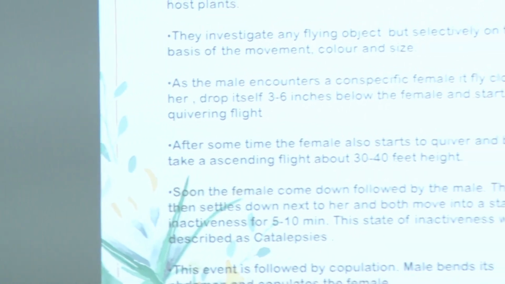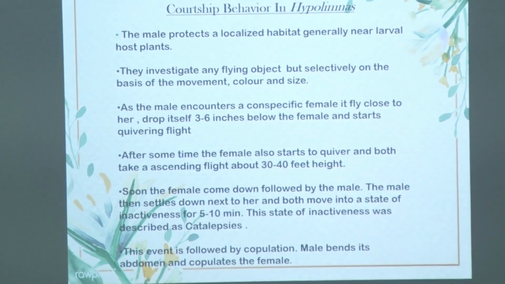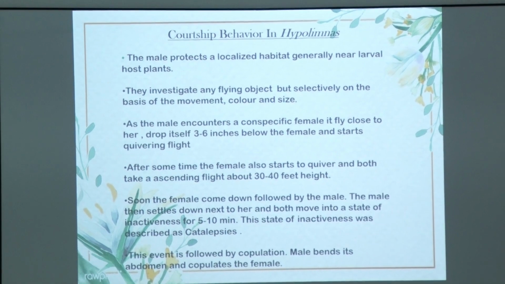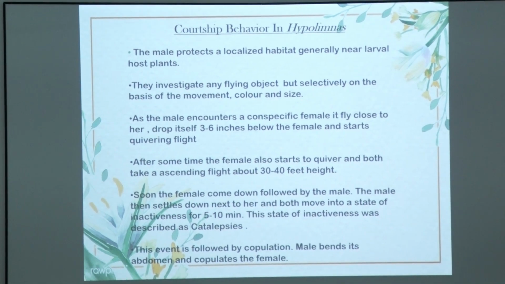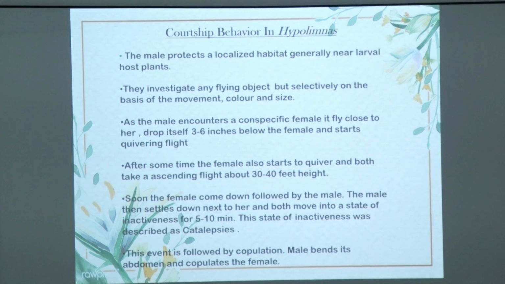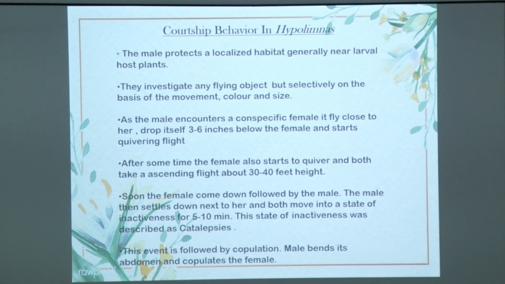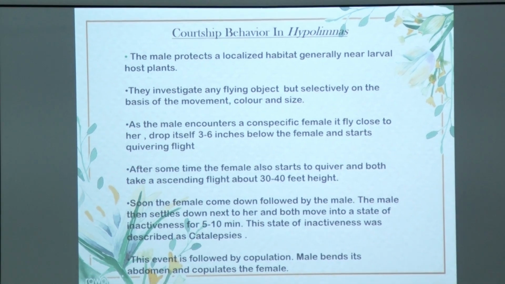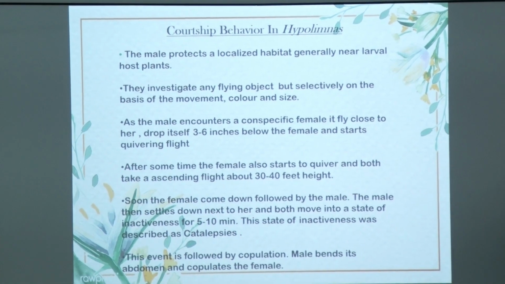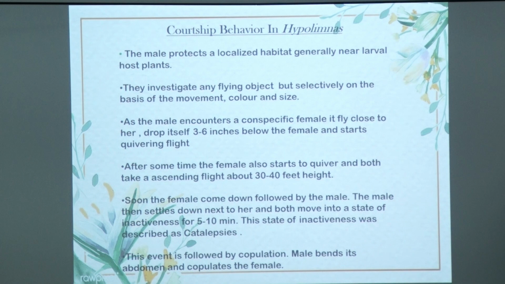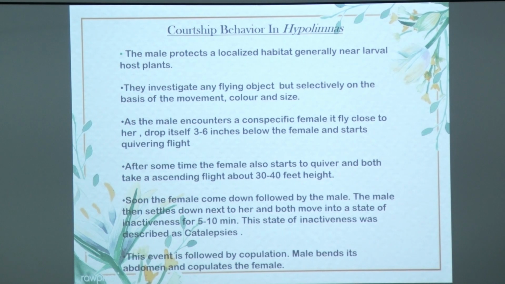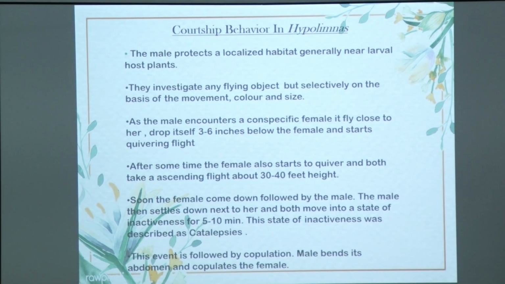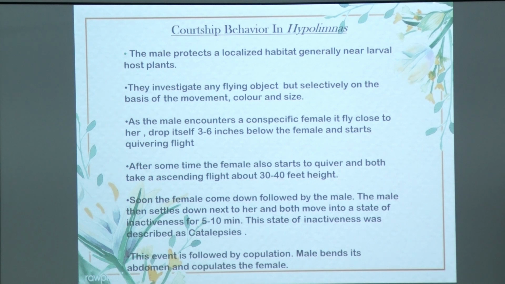Like first, the male butterfly protects a larval host plant area. That means where the female butterfly will lay eggs. Then it investigates every flying object, whether it is a bird or any other butterfly, but preferentially the butterflies that are the same color, size, and which have the same movement as that of their conspecific female butterflies.